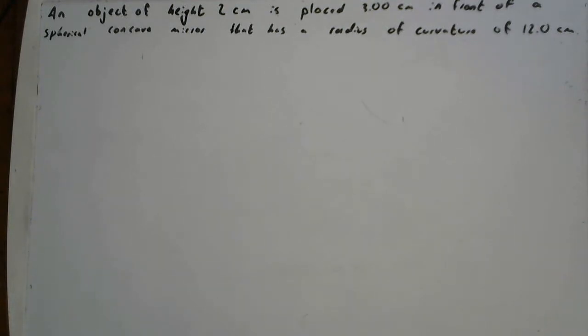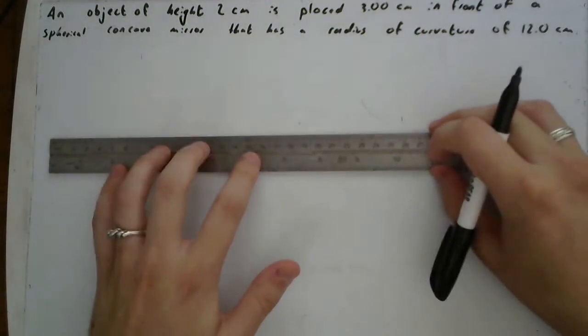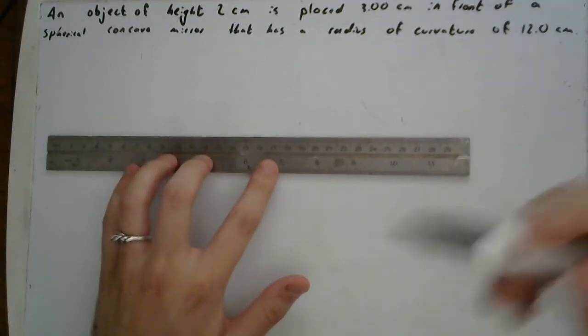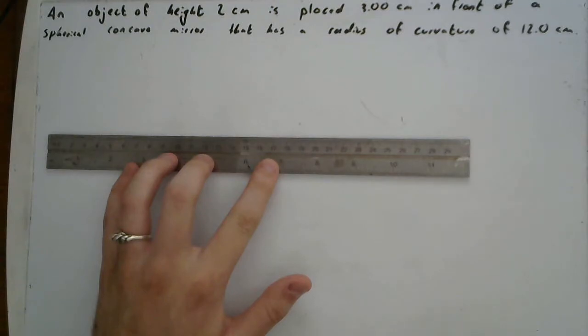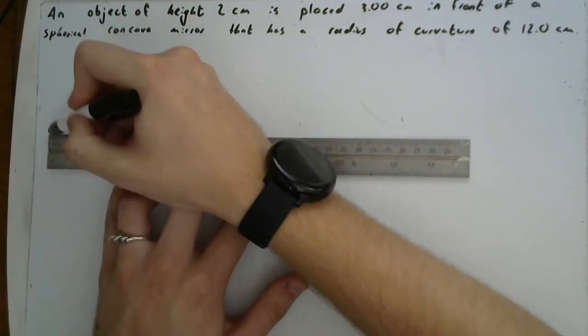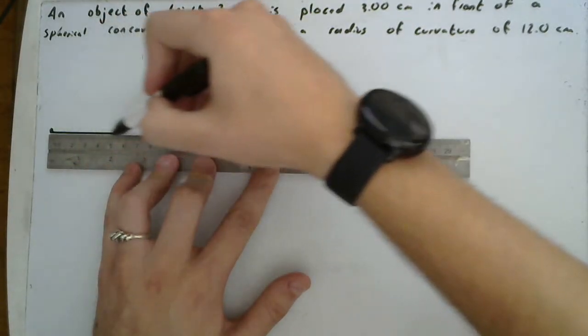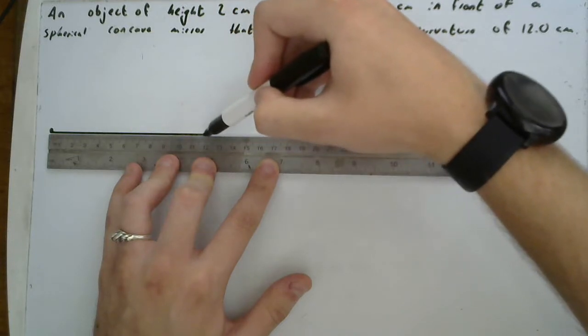So for this problem, we have an object of height 2 centimeters that is placed 3 centimeters in front of a spherical concave mirror that has a radius of curvature of 12 centimeters. I'm going to start with my ruler and choose a point. I'm going to make this big because it's important to make these big. I'm going to have a 1-to-1 scale ratio. I'm going to have my radius of curvature start over here at the very end, and I know that that is 12 centimeters away, so I'm drawing a line that is 12 centimeters here.